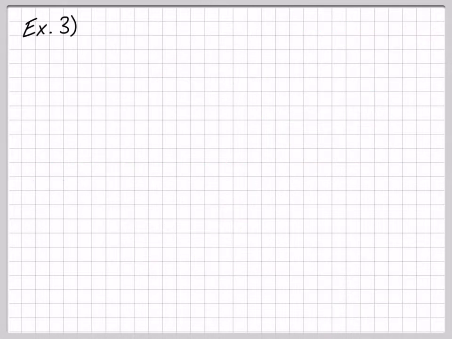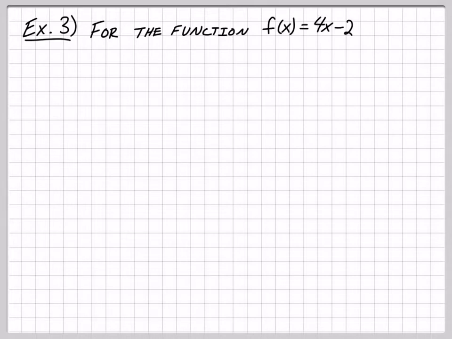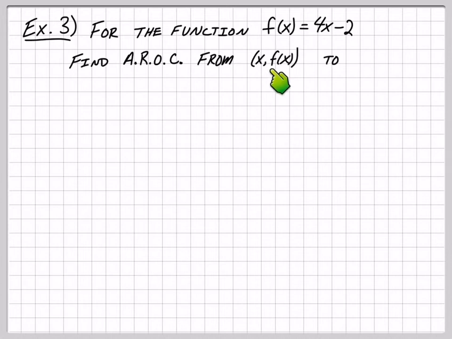Let's take a look at our last example here, example 3. So for the function f of x equals 4x minus 2, it's a linear function, by the way. I want you to find the AROC, which means average rate of change, which is a fancy way to say slope, from x, comma, f of x, that's 1 point, to x plus h, comma, f of x plus h, that's our other point.